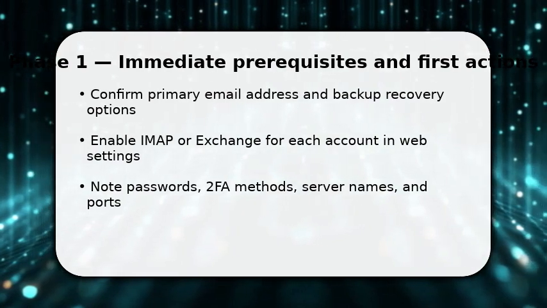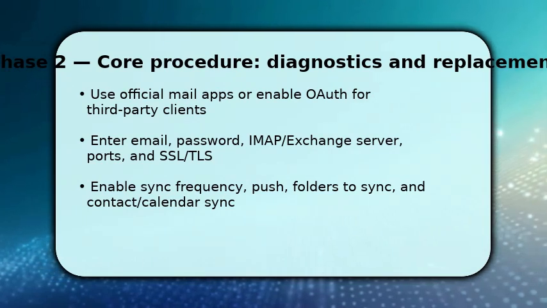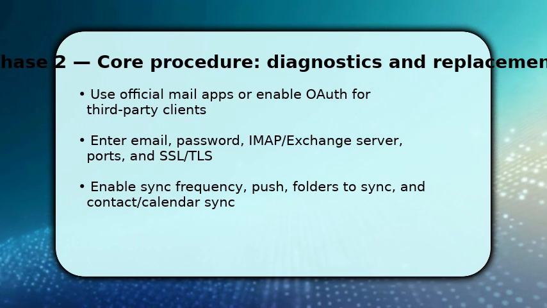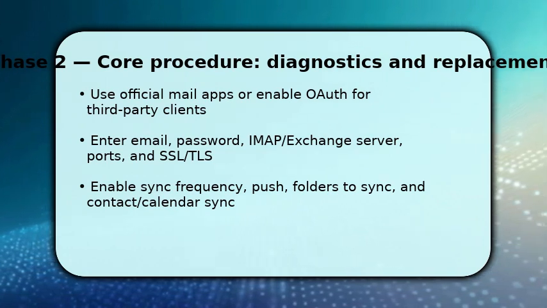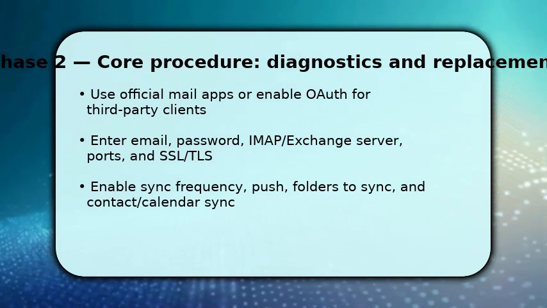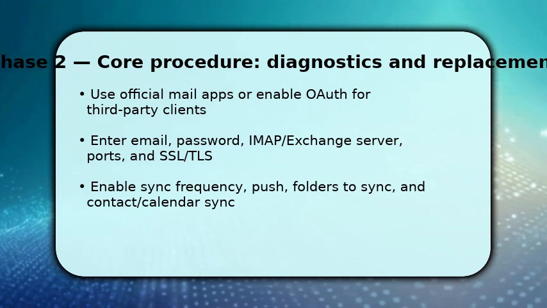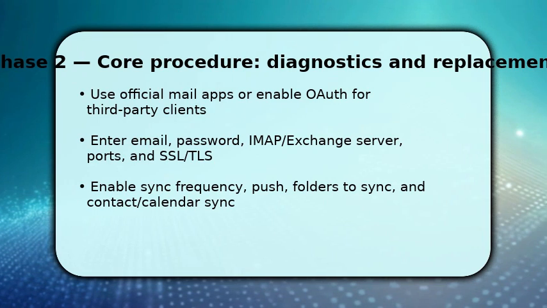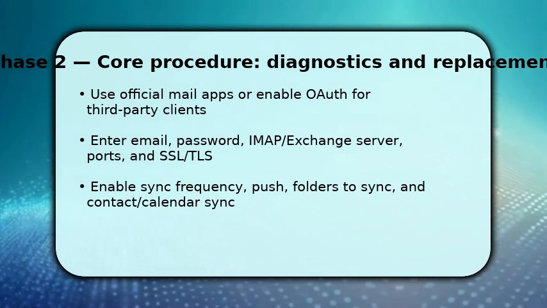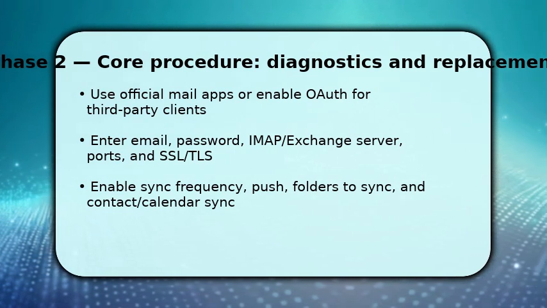Next, configure each device: phone, tablet, laptop. Use the provider's official app if possible, or enable OAuth on third-party clients to avoid app passwords. For manual setup, enter email, password, IMAP/exchange server, port numbers, and choose SSL/TLS. Then set sync options: push versus fetch, sync intervals, and which folders inbox, sent, archive to synchronize. Once configured, let initial sync complete.